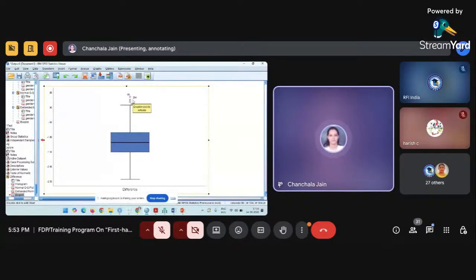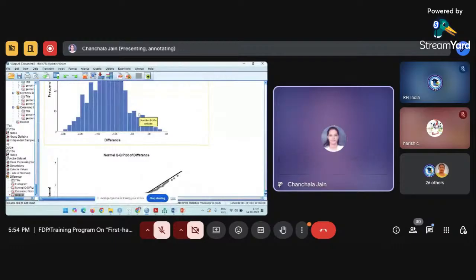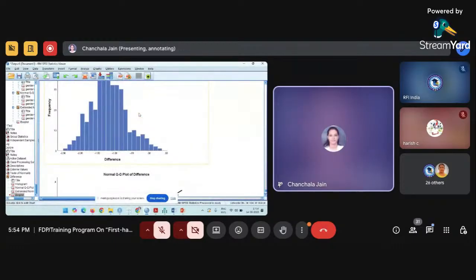As I told you, the circles are the insignificant outliers. That means they will not impact your results that much. If asterisks were there instead of circles, those would be significant outliers. But in our case, there are no significant outliers in the difference. So both the assumptions we were interested in checking are met. Fine, that means now we are ready to perform the paired sample t-test.